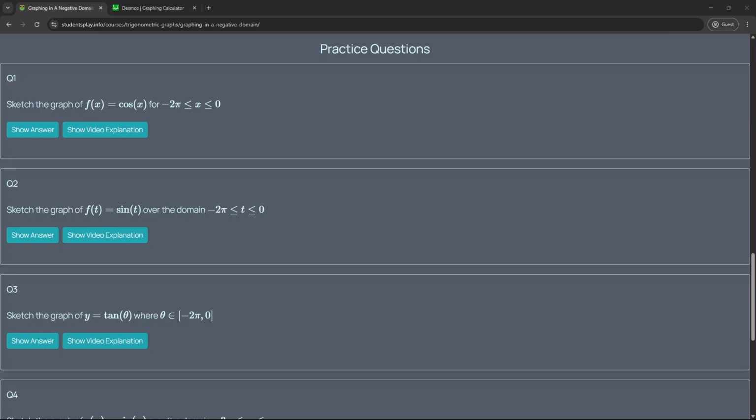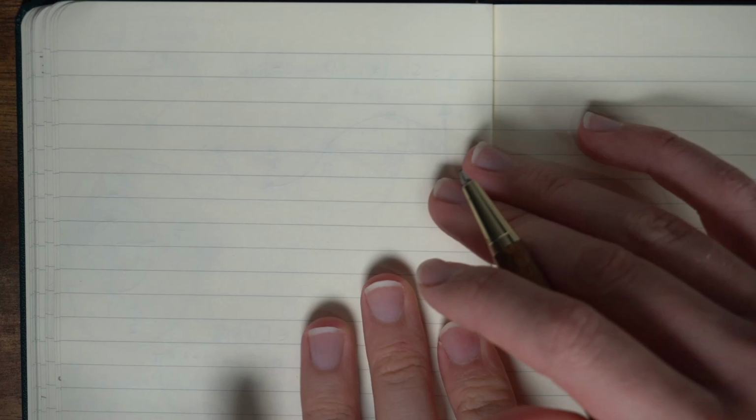Question 1. Sketch the graph of f of x equals cos of x for negative 2 pi is less than or equal to x is less than or equal to 0. Okay, remember that just means that x is between negative 2 pi and 0. I used to get a bit overwhelmed and confused by that, but that's all it means. Just keep x between those two values.